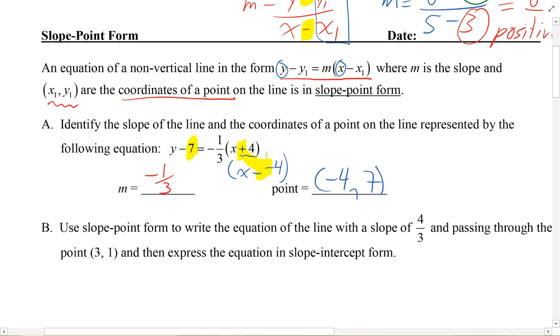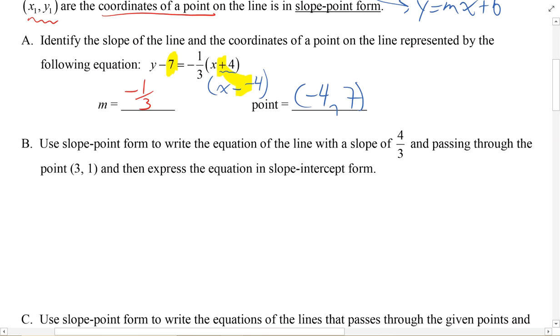So what we're going to do is we're going to take this and rearrange it into a better form, like we're going to rearrange into y equals mx plus b, because that's super easy to graph, okay? So let's do that. So use a slope point form to write the equation of a line with this slope and passing through that point. Then express, aka change, the equation into slope-intercept, just like what I said, all right?